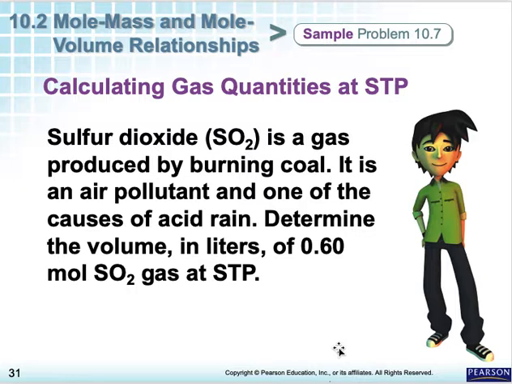Sulfur dioxide is a gas that is produced by burning coal. It is an air pollutant and one of the causes of acid rain. Determine the volume in liters of 0.60 moles of SO2 gas at STP. So I know this is going to be a molar volume question because it's asking me for volume. It mentions liters, and it also mentions that it's a gas and it's at STP. So those are all of your clues that this is going to be a molar volume question.